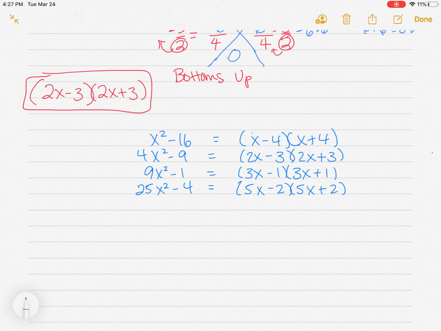All right? The other thing that I noticed is that there's a relationship between the numbers in the parentheses and the original thing. So if I look at 25x squared minus 4, well, 5 times 5 is 25. That's because the square root of 25 is 5, and the square root of x squared is x. So I have this 5x, and the square root of 4 is 2. So these are the square roots of those pieces. The square root of 25x squared is 5x. The square root of 4 is 2. 5x and 2, with a sign change in the middle.